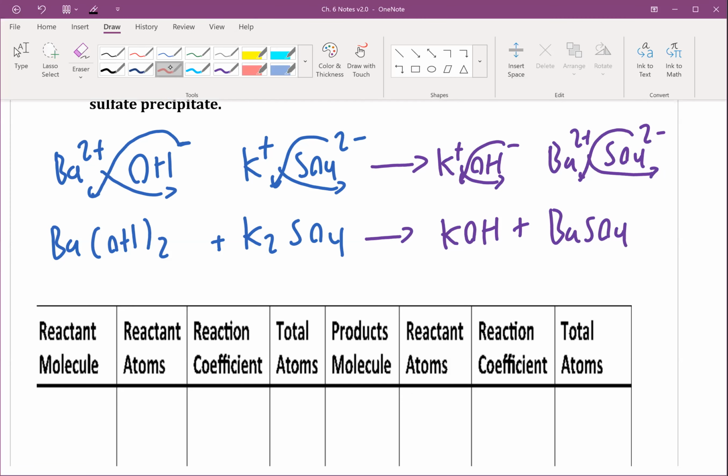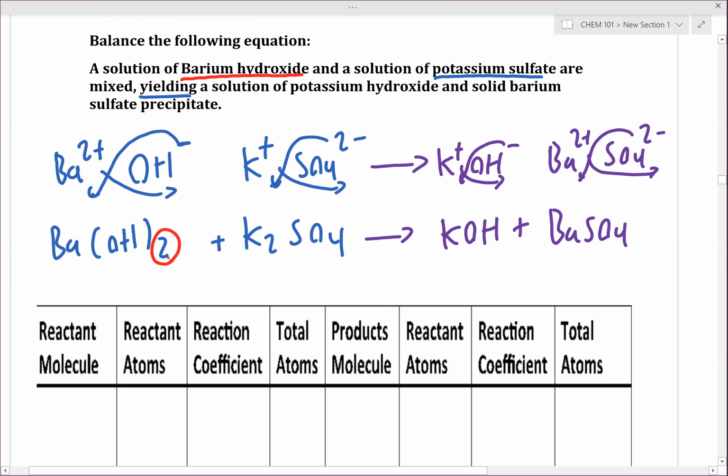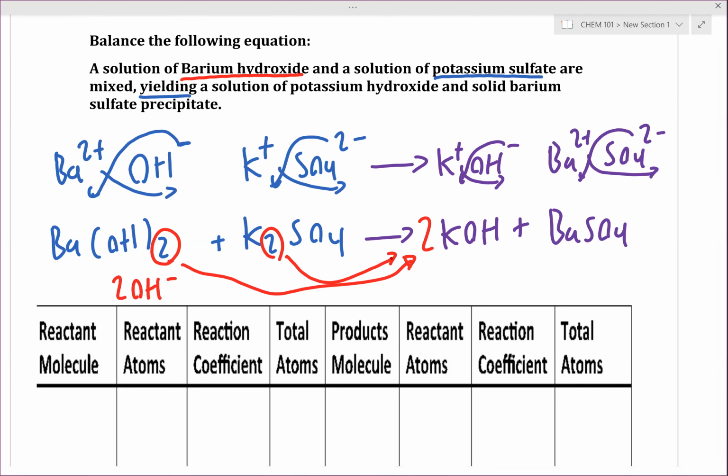So if we're dealing with our ionic shortcut, we look at our ions. So I see I have 2 hydroxide ions on the left, right? So then how many hydroxide ions do I need on the right? 2. So I cross my subscript up to my coefficient. There we go. You can also do the same thing for potassium as well. Are all of our other ions balanced? Yes. So this is a fast shortcut.